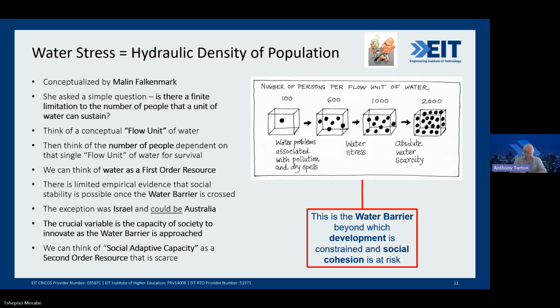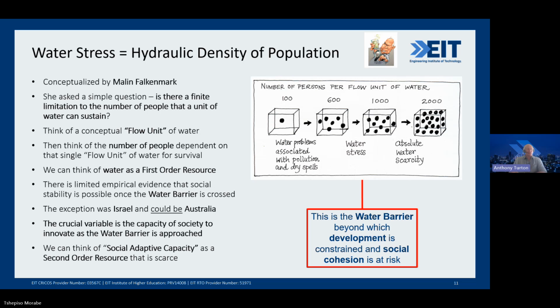She was deeply involved in the negotiation for what became known as the Dublin Principles, and that was all part of the World Summit on Sustainable Development, the so-called Rio Earth Summit. He asked one simple question: is there a finite limit to the number of people that a given unit of water can sustain? And believe it or not, up until that point in time, nobody had actually answered that question.